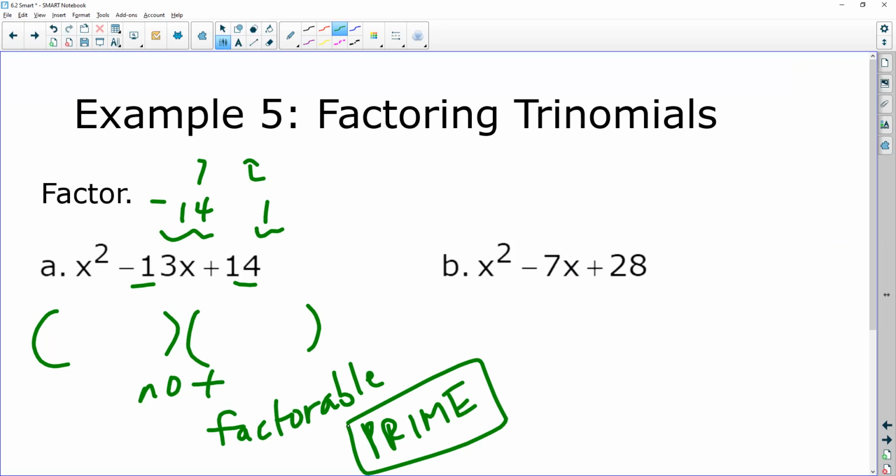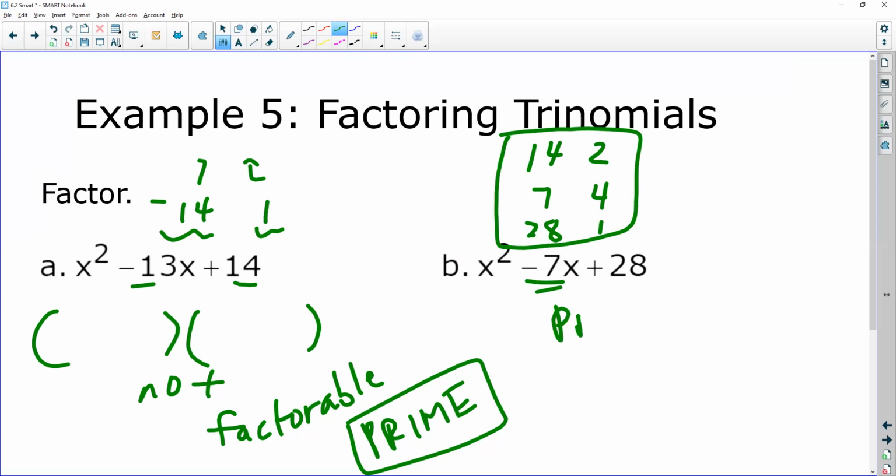Okay, so look at the second one. I want to multiply to 28 and add to negative 7. So I could use 14 and 2. That's not going to work. I could use 7 and 4, right? That's not going to work. 28 and 1, not going to work. There are no factors that work here to give me that negative 7. So this is prime. And that's it.